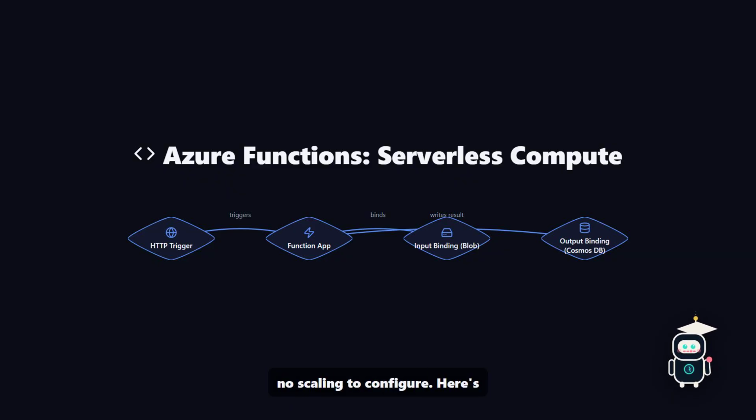Here's a concrete flow. An HTTP request triggers the function. A blob input binding pulls in a watermark image. The function processes it, and an output binding writes the final result to Cosmos DB. Functions supports C#, JavaScript, Python, PowerShell, and Go, so you can use the language you already know.